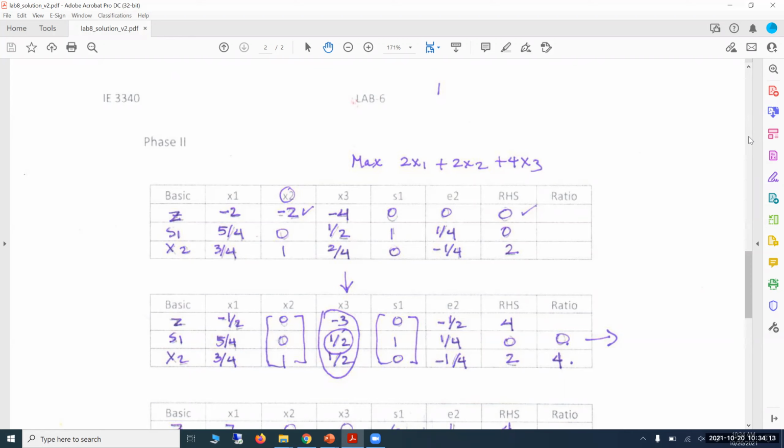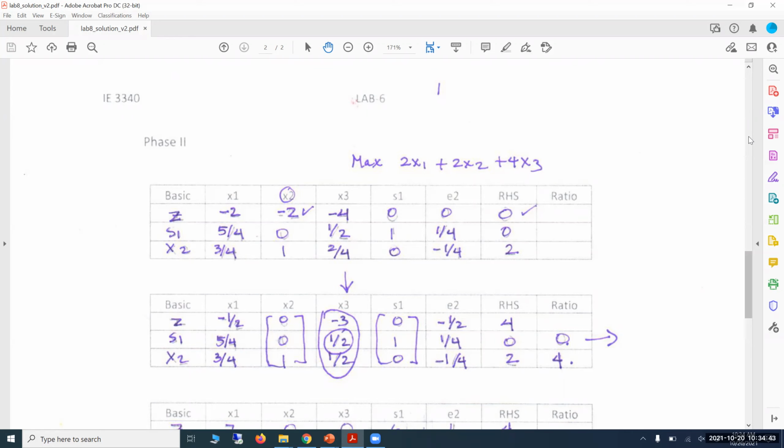There's a difference between dividing 0 by 1/2 and dividing 2 over 0. It's not the same. So this is the numerator, and that's valid. 0 over a greater or equal to 0 number is defined, and that would be equal to 0. So X1 is leaving, X3 is entering.